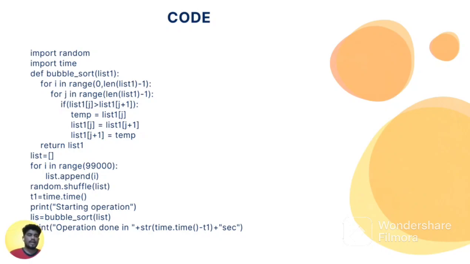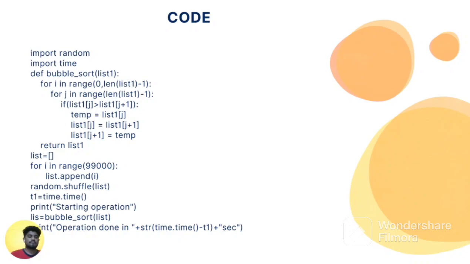So code. We have imported random and time, which are both inbuilt packages. So this is our traditional bubble sort method. We have two for loops, and the sorting is done, and it returns the sorted list. Initially we take an empty list. Here we are going to append integer numbers from 0 to 99,000. After appending, we are going to randomly shuffle the numbers in the list, which are 0 to 99,000.